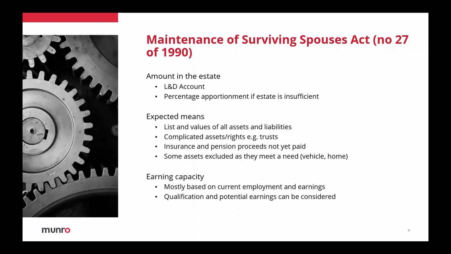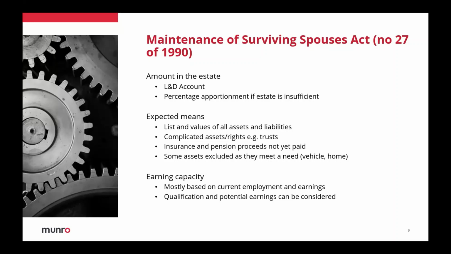We also look at future proceeds from insurance and pension that's not been paid yet, either from the deceased or from the surviving spouse. And then lastly, some assets are appropriate to exclude, but we request a full list and we will apply judgment as to what needs to be excluded. For instance, vehicles and homes are assets that are needed to live, and therefore they're not available to meet maintenance requirements.